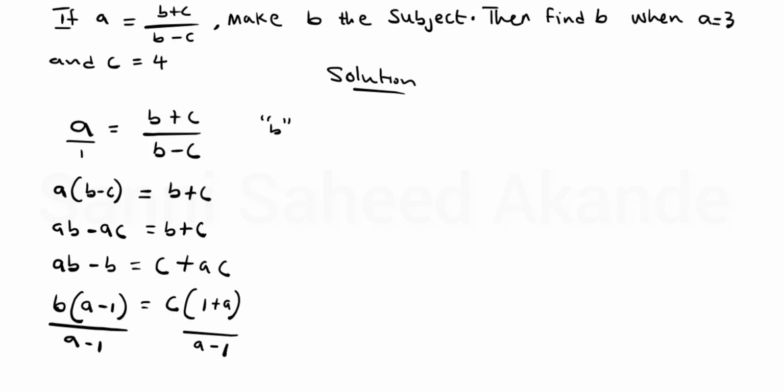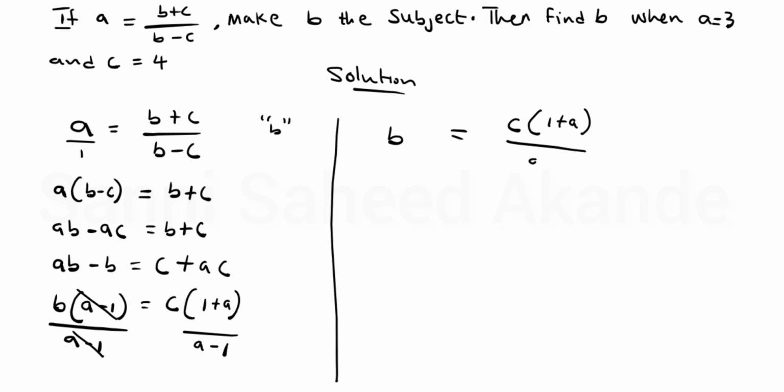So this A minus 1 will cancel this, and then we are left with B at the left hand side, equal to C open bracket 1 plus A close the bracket divided by A minus 1 as a denominator. Okay, so this is our answer to the first question, that is making B the subject of this formula. All right, the question proceeds and says, then find B when A is equal to 3 and C is equal to 4. So we have been given that A is equal to 3 and then C is equal to 4.